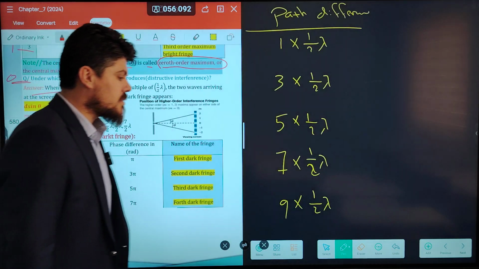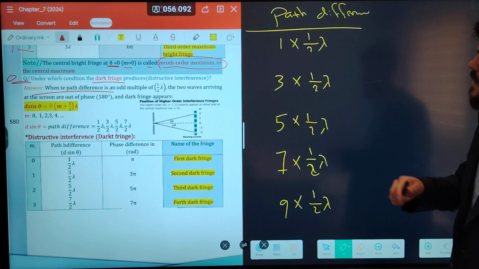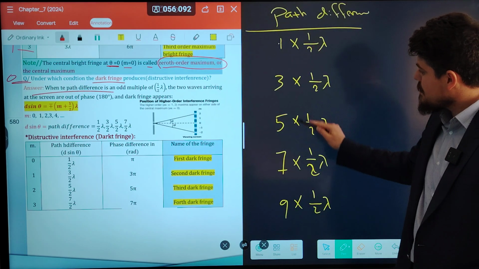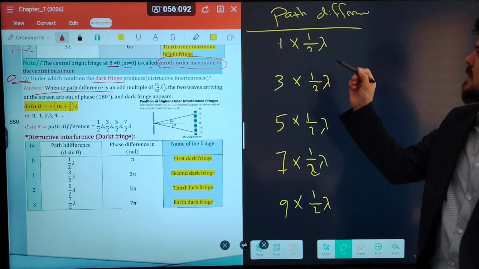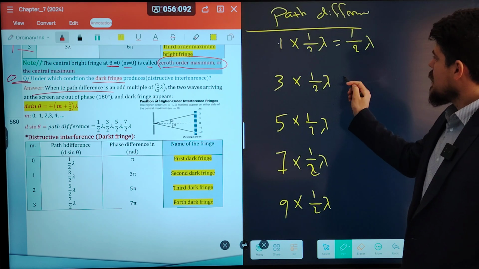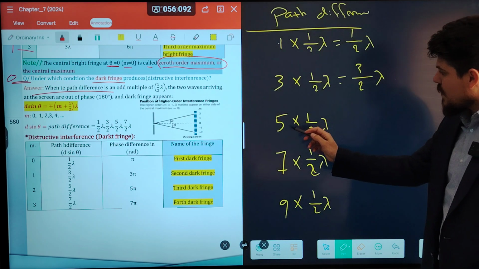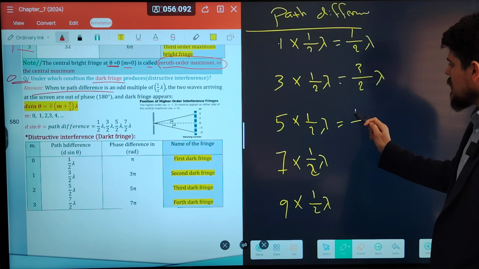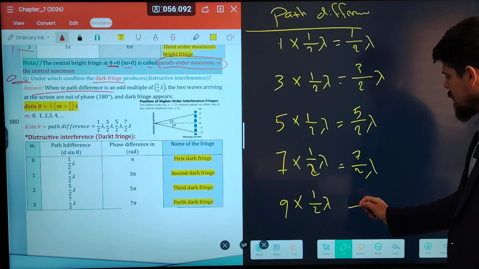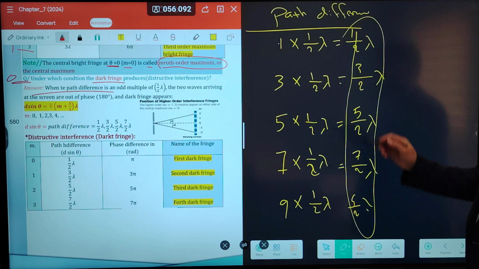Under what condition does the dark fringe appear on the screen? When the path difference, listen carefully guys, is equal to an odd number multiplied by what? Half wavelength. Look, 1 times half wavelength, half wavelength. 3 times half wavelength, 3 over 2 wavelength. 5 times 1 over 2 wavelength, 5 over 2 wavelength. For 7, the same thing. Okay? So at this path difference, the dark fringe appears.